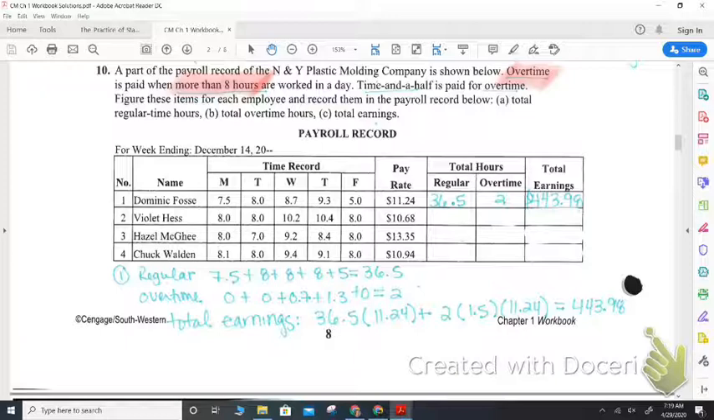So maybe, for example, they'll say if you work more than 40 hours per week, you get overtime, and maybe you work 10 hours one day, you wouldn't necessarily get overtime for those 10 hours, even though you worked more than 8 hours that day. So be a little careful about that given information.